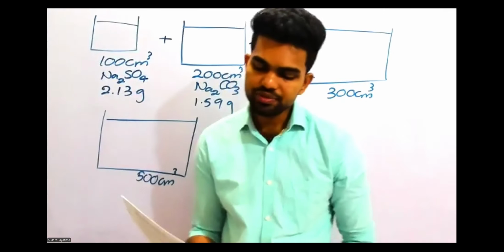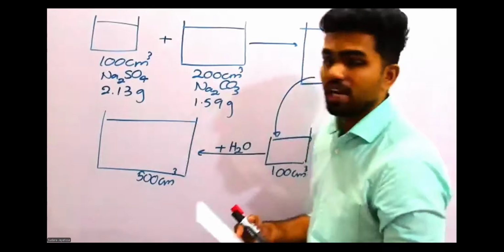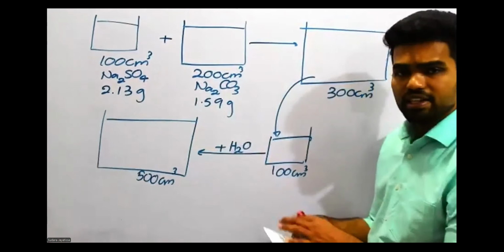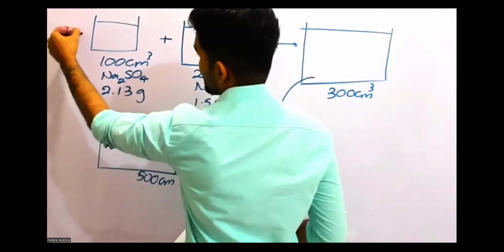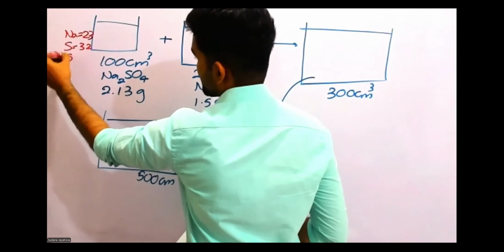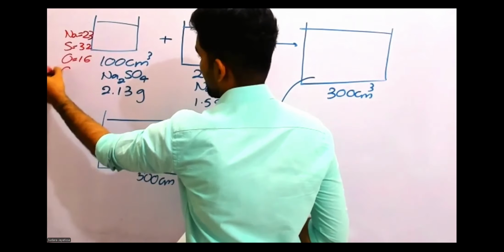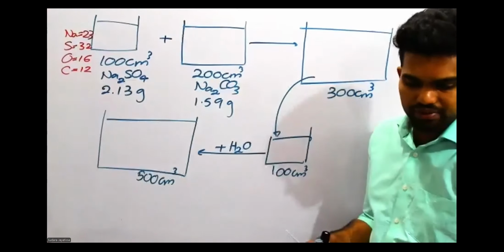You should be given the relative atomic masses in order to start the question. But I think I gave that one during the exam. Sodium is 23, then sulfur 32, oxygen 16, and carbon 12. These relative atomic masses should be given.